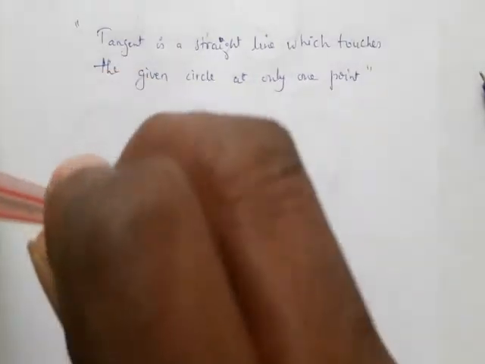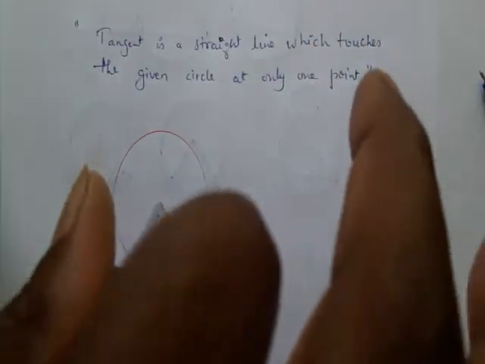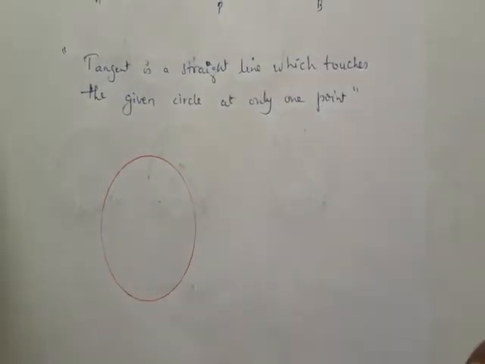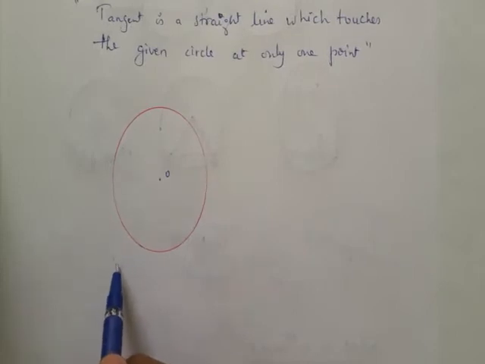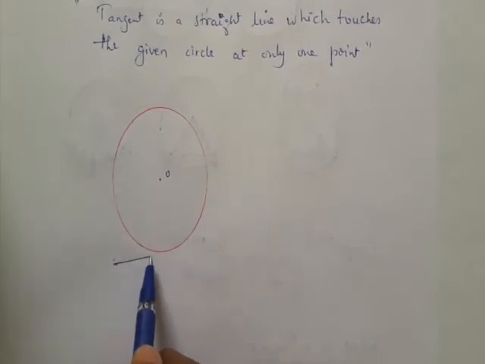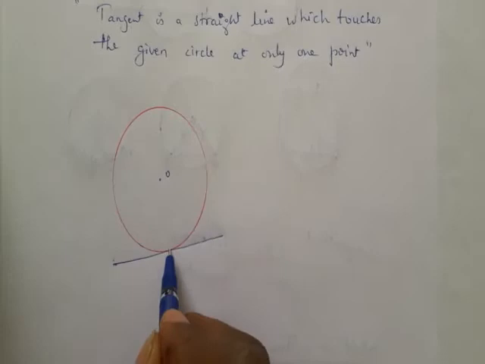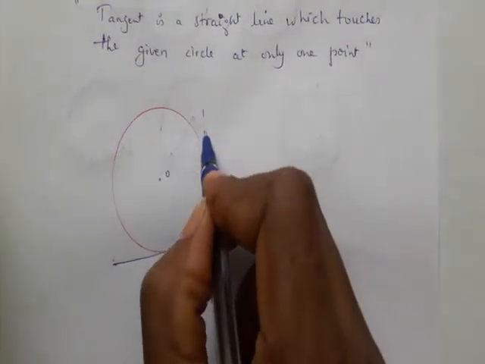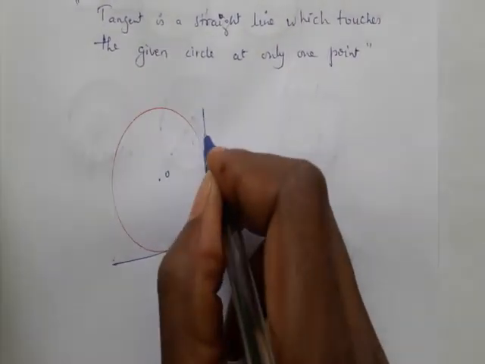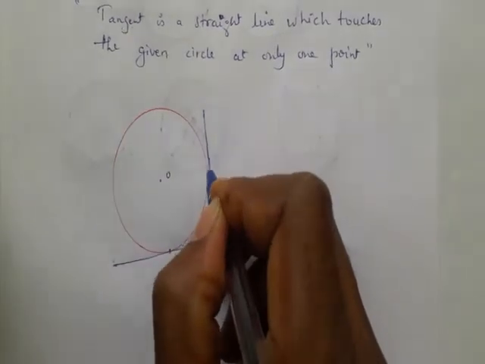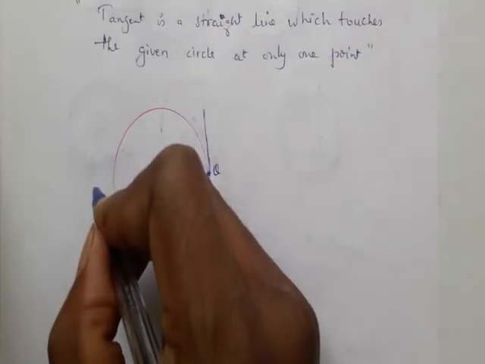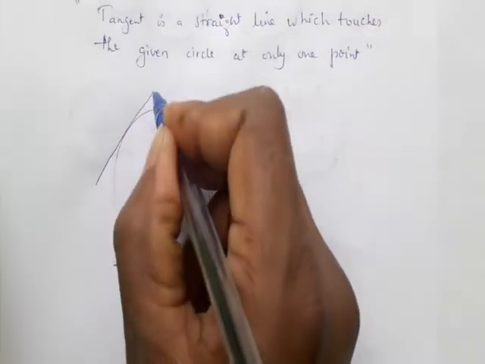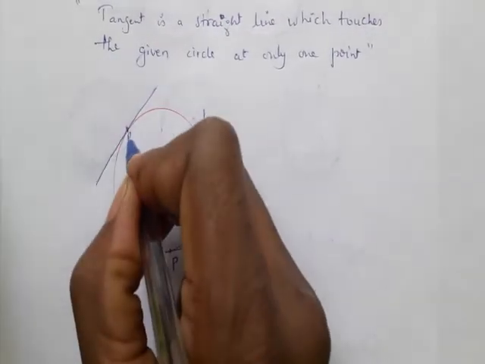Some more important points regarding the tangent I am going to explain now before the theorem. A circle with center O is drawn. Look at, when you are drawing a tangent, it touches the circle at only one point. If you draw here, one more tangent I am drawing. This line also touches the circle at only one point. One more line I am going to draw here. This is also a tangent, it touches the circle at one point.